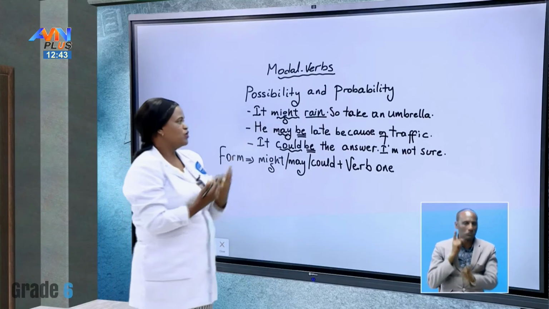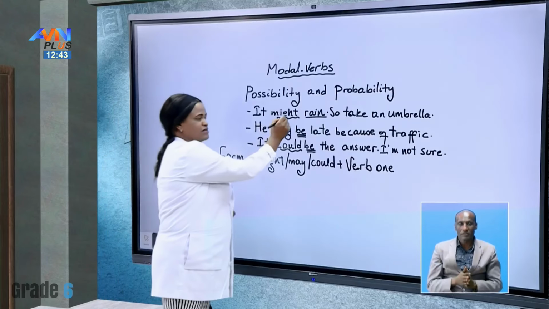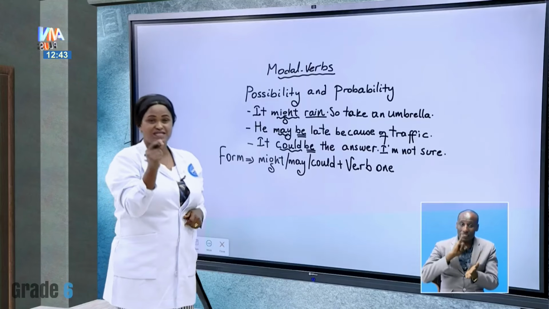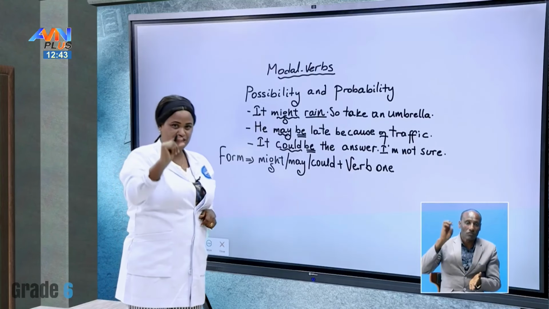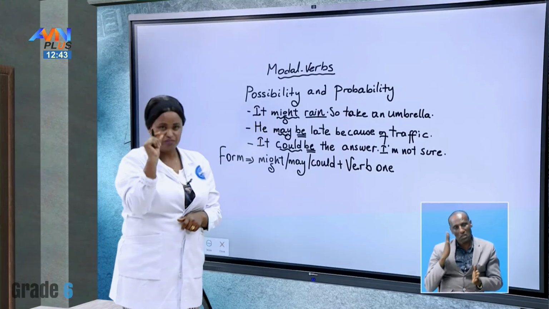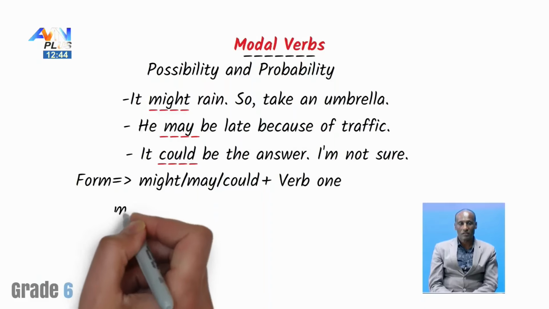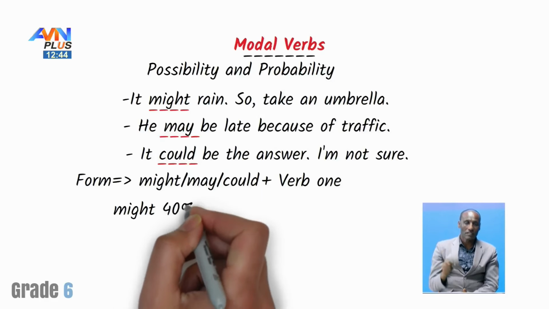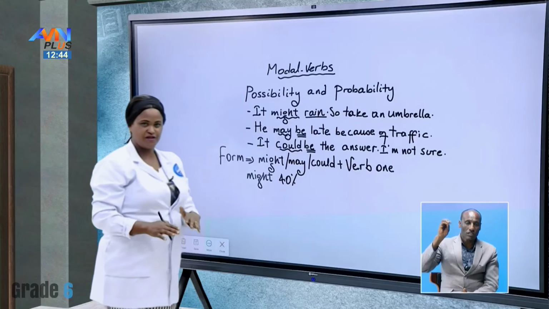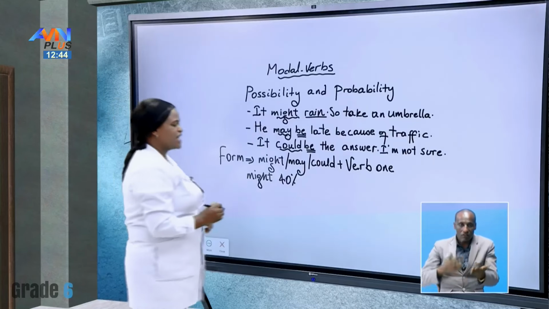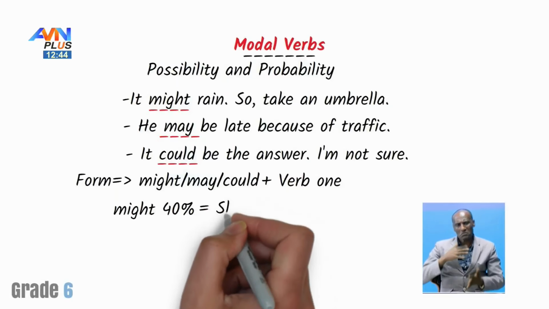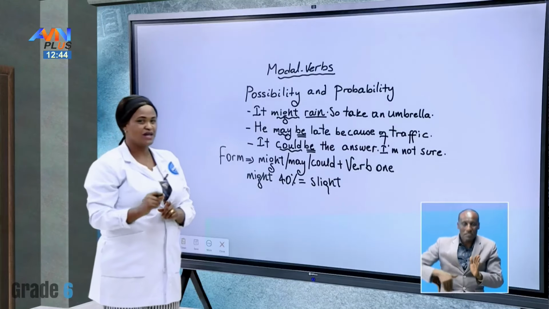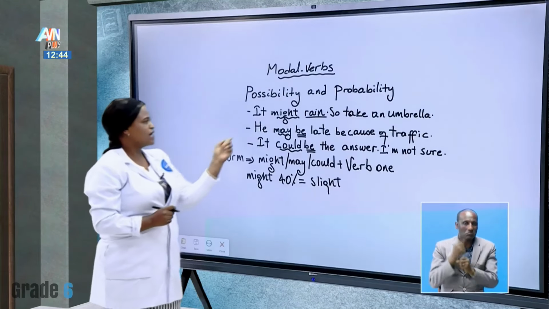Right? So, look, when you use might in your sentence to express possibility, it is 40% possibility, okay? The possibility rate is 40%, which means less than half. Or we can say slight possibility. It is very slight. The chance of happening is very little. Very good. Let's come to the second one.